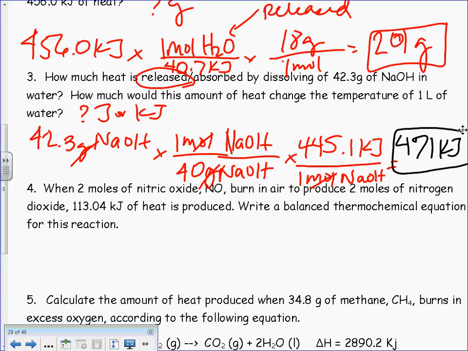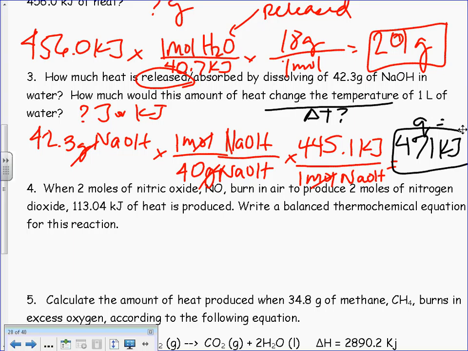Okay, so this amount of energy is released as the solution process occurs, and we need to use that information to answer part 2. So the question, how much would this heat change? This heat change here, this is Q. Change the temperature, so what's it asking for? So delta T, right? It's asking for delta T of 1 liter of water. Okay, so again, we have a Q, we have the energy, we are asking for delta T, and it's giving you a liter of water.